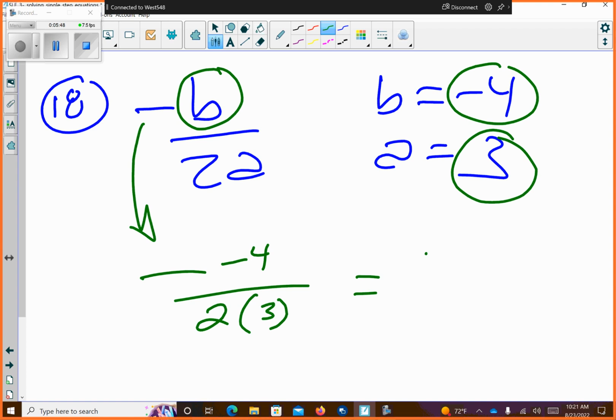So that's going to give me 4 over 6. Ooh, why is it positive 4? Why is it positive 4 and not negative 4?